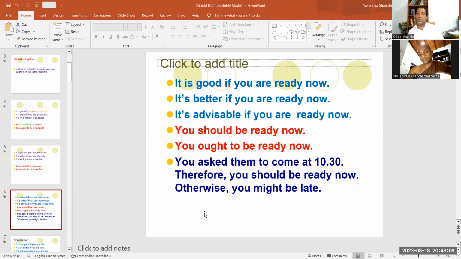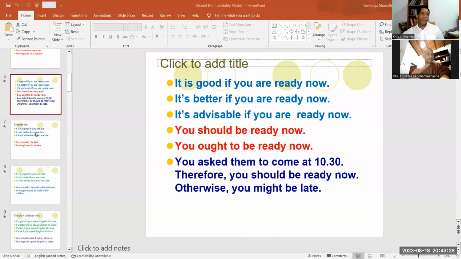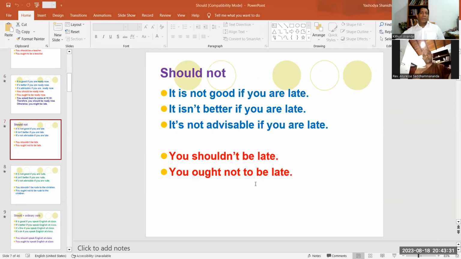If I say you should be ready now, or you ought to be ready now, I mean it is good, it is better, it's advisable. You are ready now. Should.